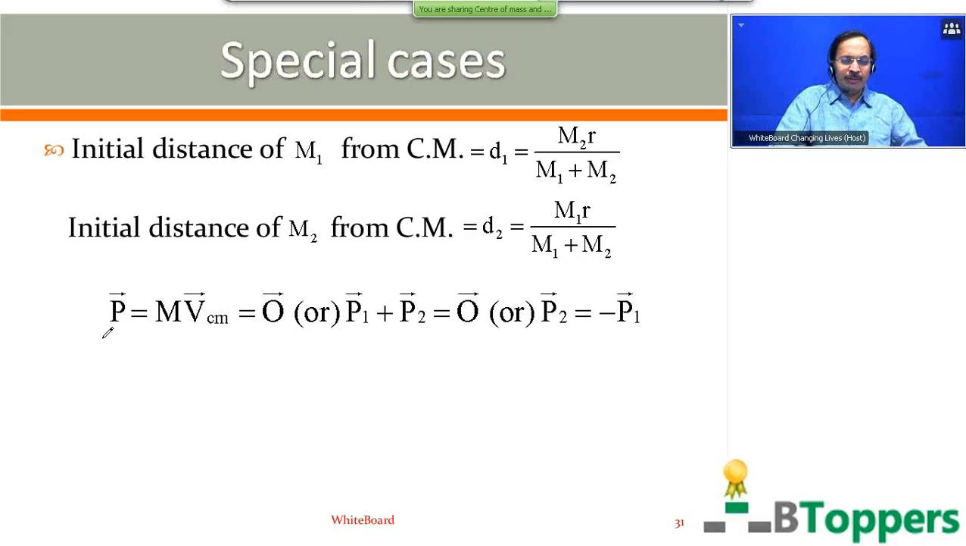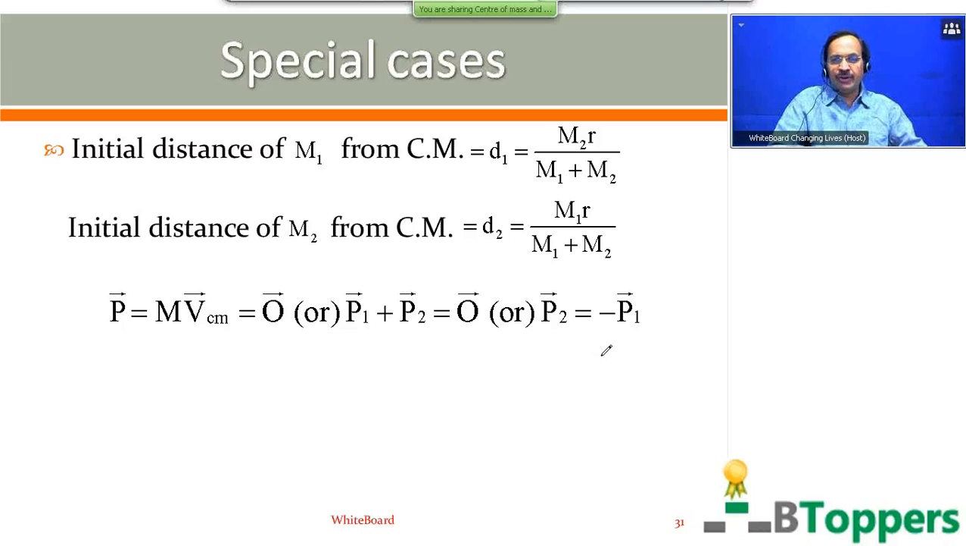So P bar means total linear momentum of system. We can write product of total mass of system and velocity of center of mass of system. Here velocity of center of mass of system is 0. So initial momentum of system is 0. Final momentum will also be 0. Final momentum of system at a later instant you can write P1 bar plus P2 bar. P1 bar is linear momentum of first particle of mass M1. P2 bar is linear momentum vector of second particle of mass M2.